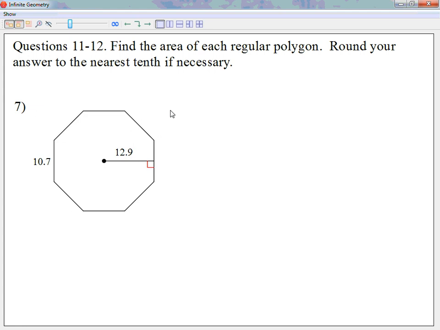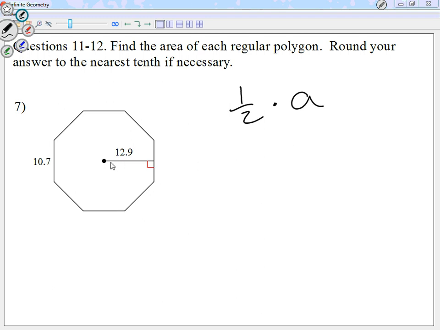Now, question number 7, we have a regular polygon. It says find the area of each regular polygon. Round your answer to the nearest tenth. The formula that we learned here was 1/2 times the apothem, and the apothem is this 12.9, that distance. So 1/2 times the apothem times the perimeter. Perimeter is the distance around the figure.